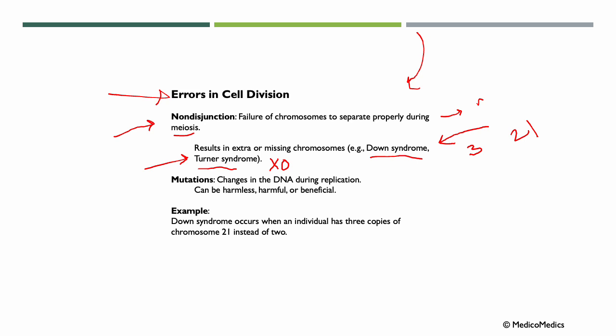So an additional copy. We also have another one known as Klinefelter syndrome, which is XXY, where we have an extra X chromosome in males. Because males have XY chromosomes, right? So we're talking about a male here, but we have an additional X chromosome.